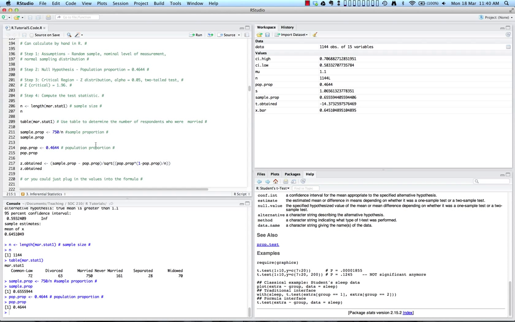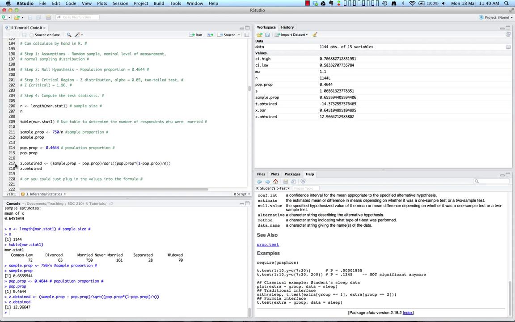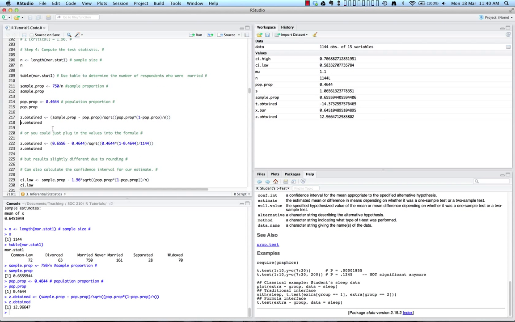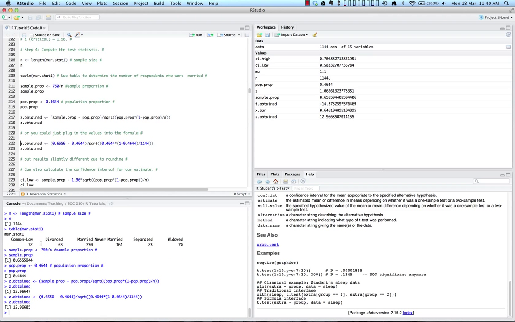So we have all of that in there, and now we can use our formula for our z obtained for proportions that you see here to calculate our z obtained. Once we do that, we get a z obtained of 12.97 for this specific example. And in addition to using our formula, we could also just plug in our values and do that by hand. And we should get a very similar z obtained, which we do here in this situation.